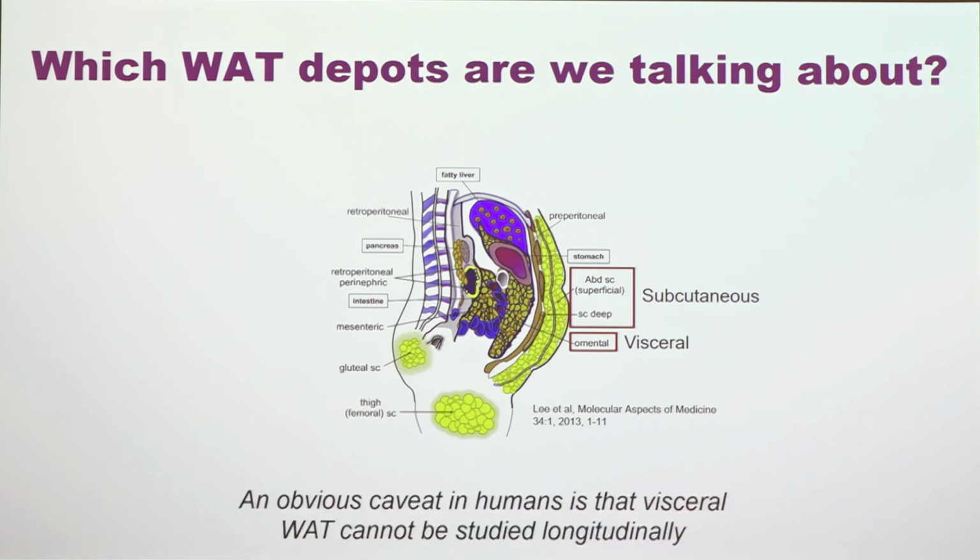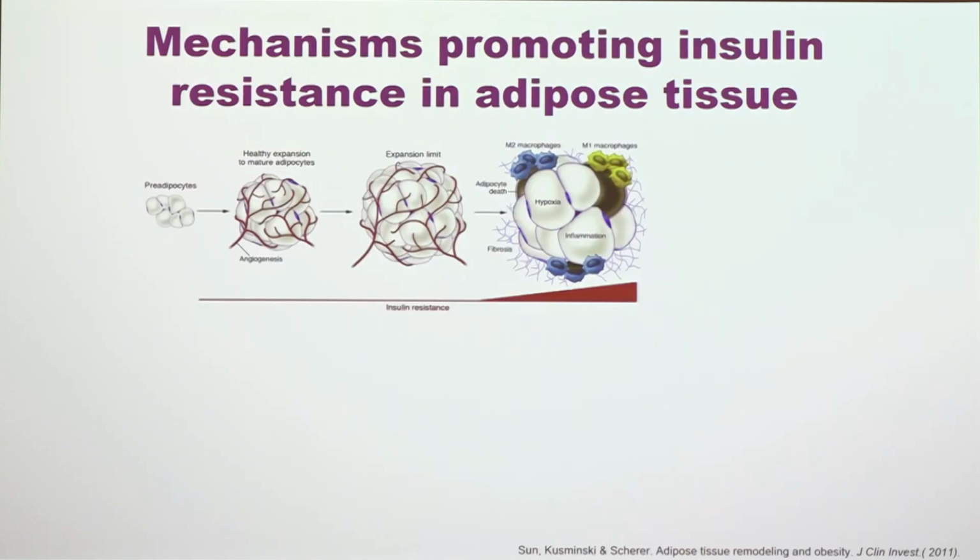So an obvious caveat in humans is that visceral adipose tissue cannot be studied longitudinally. You cannot get access to visceral adipose tissue in longitudinal studies. You can only get that from the subcutaneous depot. And that's very easy, so you can get several grams by subcutaneous biopsies.